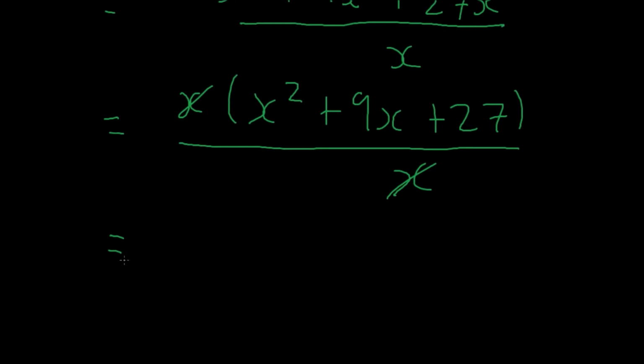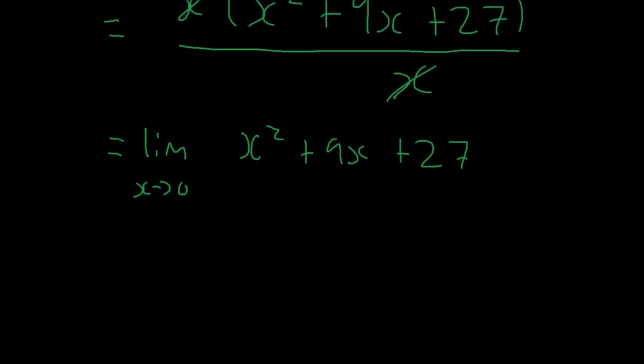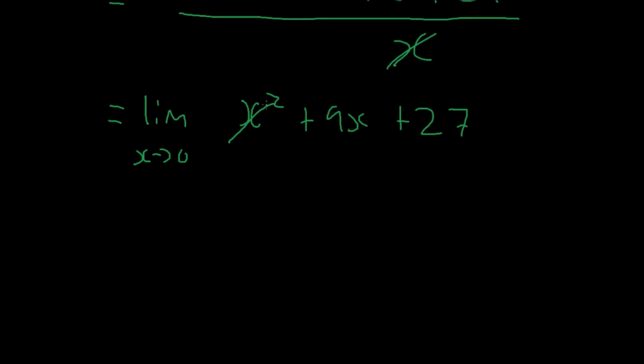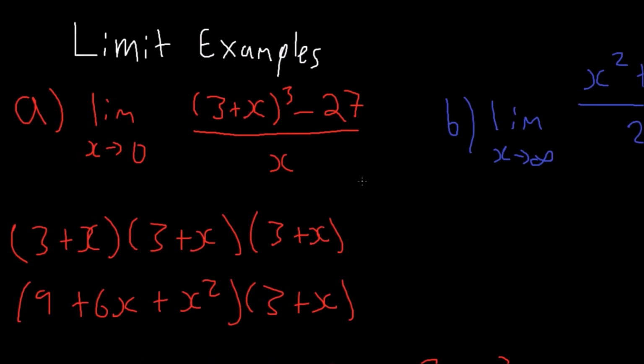So this leaves us now with x squared. I'm going to write the limit out front now because we're going to use it. Limit as x approaches 0 of x squared plus 9x plus 27. And because we don't have any denominators that approach 0, we can simply substitute in 0 into each of these terms. So 0 times anything is still 0, and leaves us with our final limit of 27. So this limit up here, we know, equals 27.